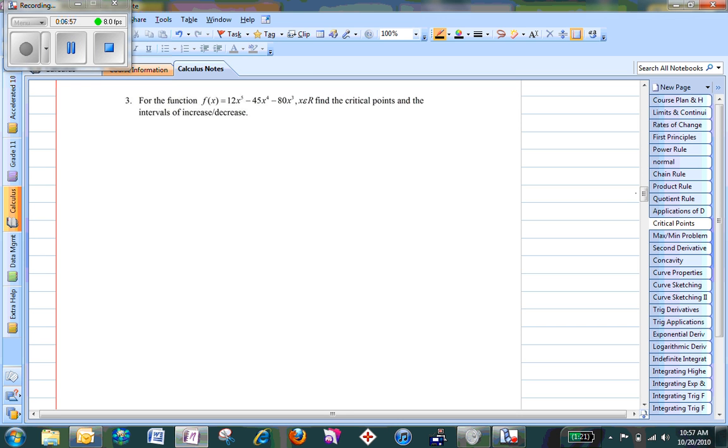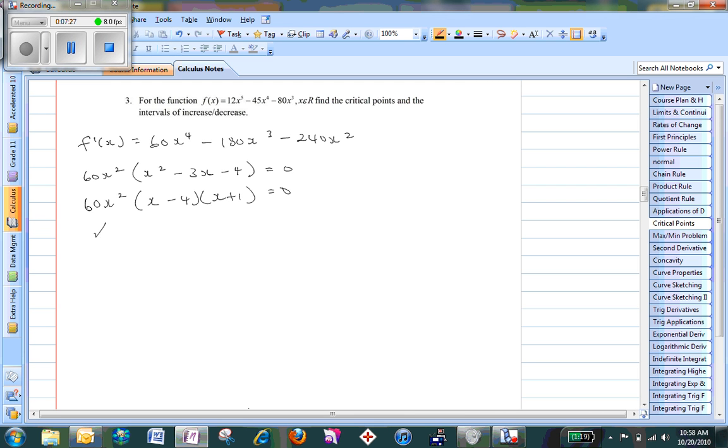So let's start. First, find my derivative, which is 60x to the 4 minus 180x cubed minus 240x squared. Set it equal to 0 and take out a common factor. I'm going to take out 60x squared, which leaves me with x squared minus 3x minus 4 is equal to 0. So I get 60x squared, x minus 4, and x plus 1 is equal to 0. So my zeros this time are 0, 4, and negative 1.